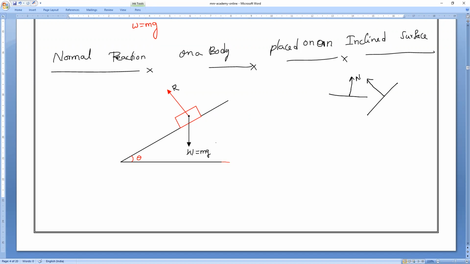Now, let me draw the free body diagram for this one. Of course, the body will start moving in the downward direction. Let me take this as the x-axis, and of course there will be a perpendicular. Perpendicular to this is what we used to call the y-axis.